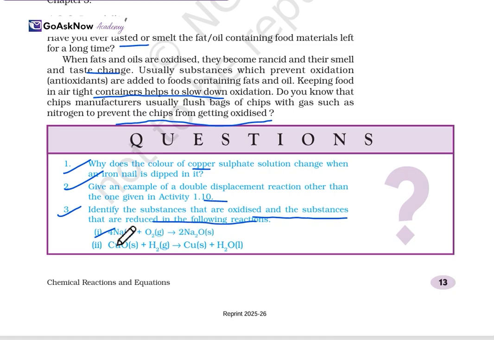Na is oxidizing. Second is CuO in the solid state plus H2 in the gaseous state. As products, we are getting Cu in the solid state and H2O. So here Cu is reducing, as we can see, and H2 is gaining oxygen, so it is oxidized. We can say that copper is reduced. So very simple again, from the reaction it is confirmed which one is oxidized and which one is reduced in the following reactions.